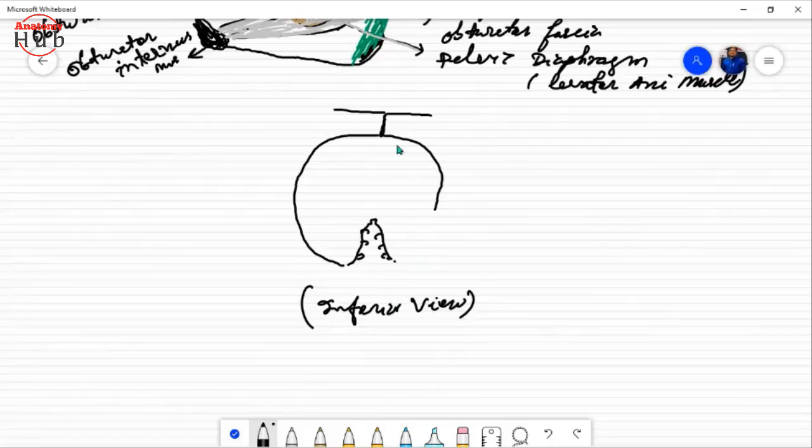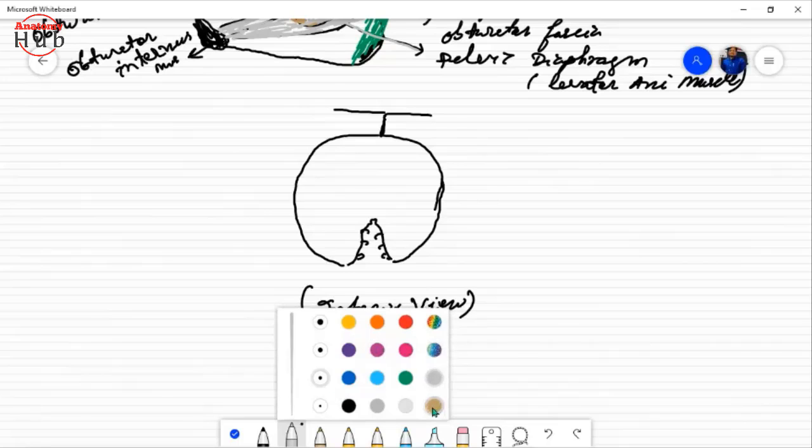of the pelvis, right? So here you'll find this pelvic brim over here. Okay, and this is the sacrum, and here we'll find the pubic symphysis over here, right? So at this point you'll find some of the muscles, right? What are those muscles? The levator ani.